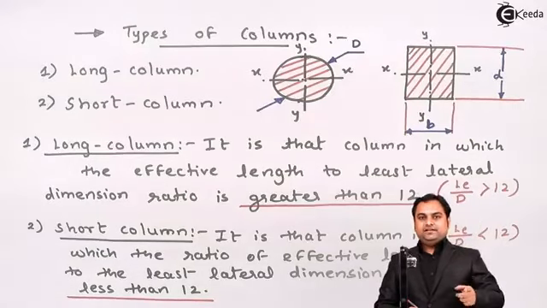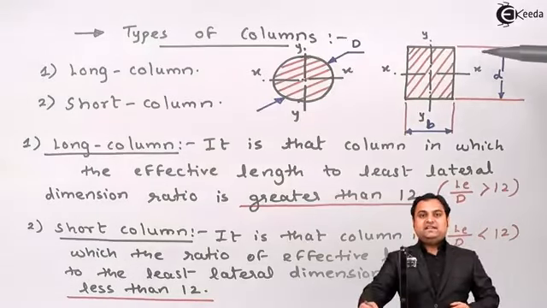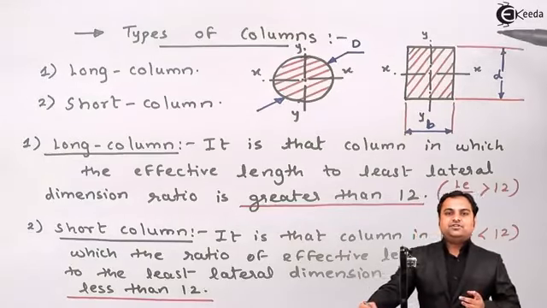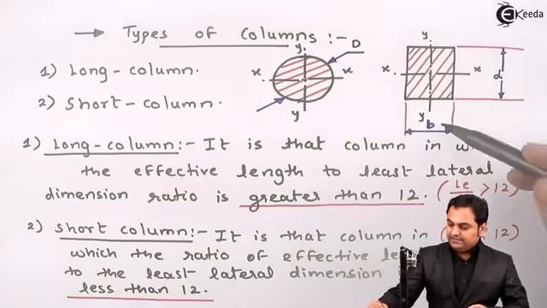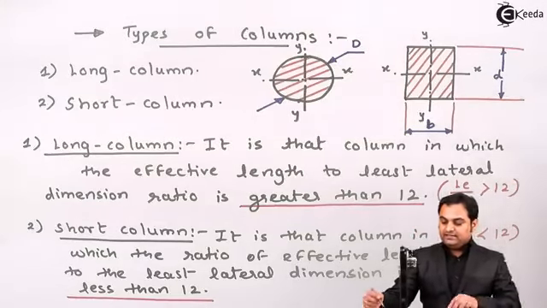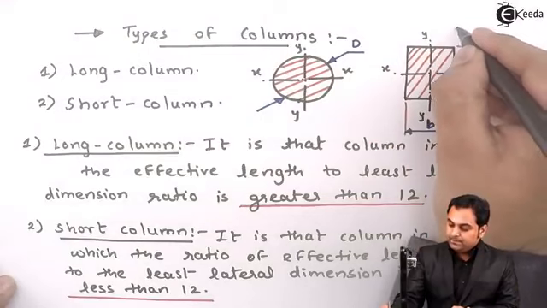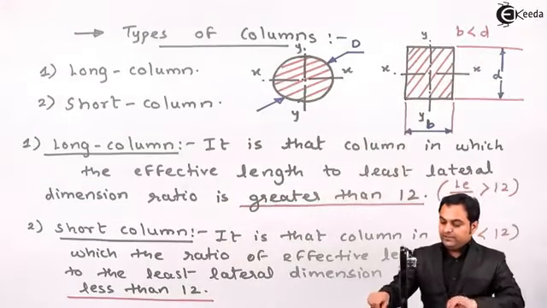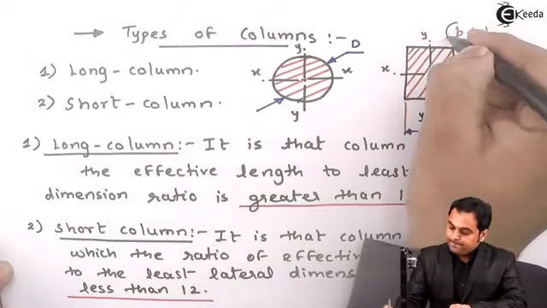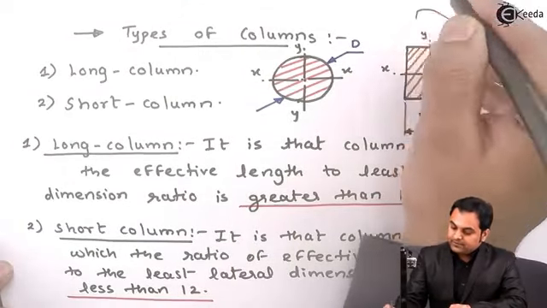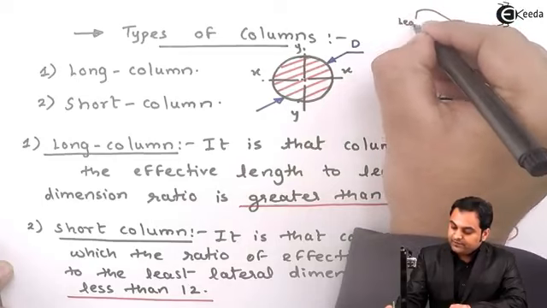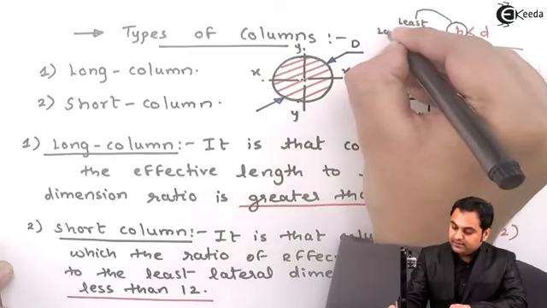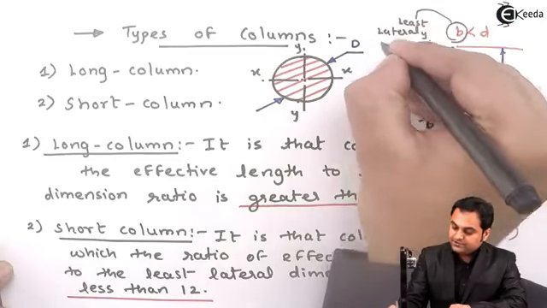Next, in a similar manner, if I have a rectangle section, I have to select the least lateral dimension. By looking at B and D, that is width and depth, I can say that width B is less than the depth D. So width will become the least lateral dimension for me.